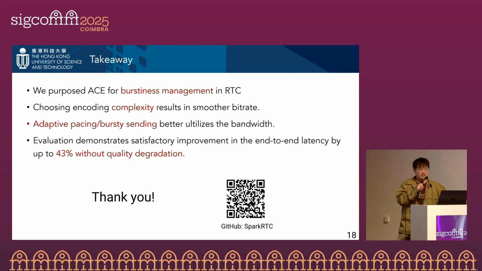We proposed ACE, and we propose to manage the burstiness in real-time communication. From the encoding side, we propose selecting encoding complexity parameters, and that can result in a smoother bitrate. And on the sending side, we propose to use adaptive pacing and bursting switching sending. In that case, we can better utilize the bandwidth.